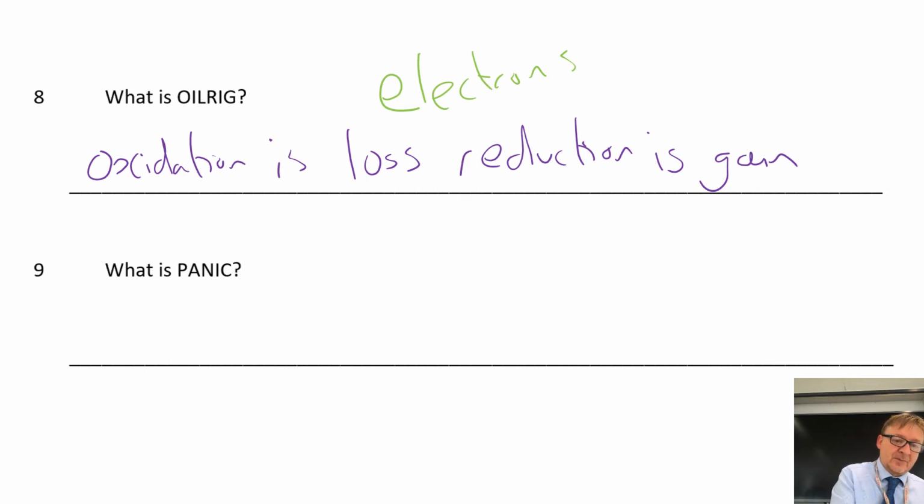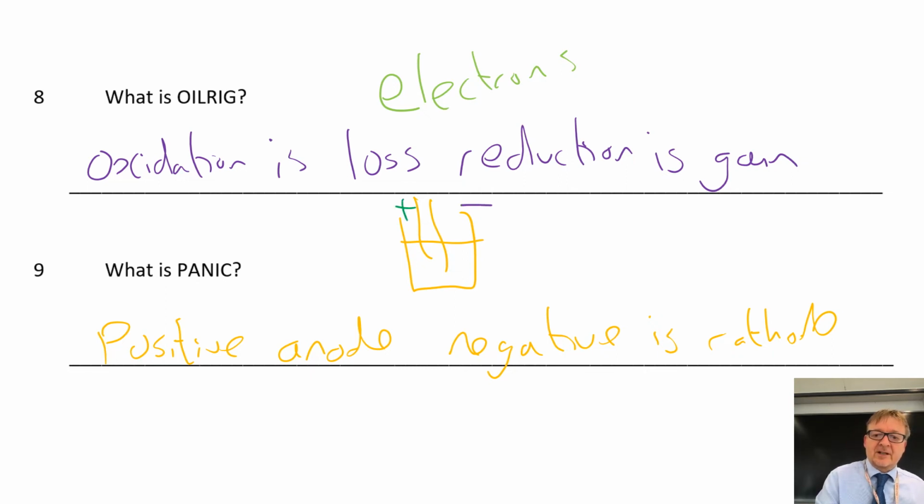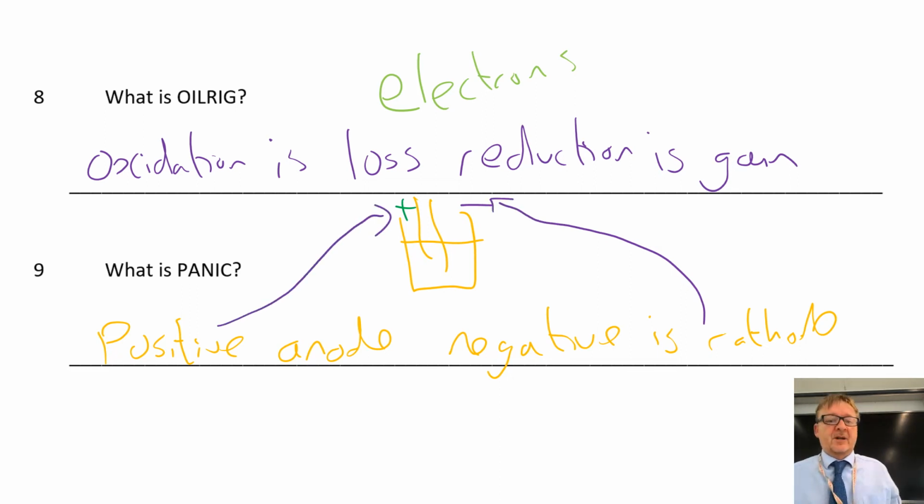PANIC: positive anode, negative cathode. That's for electrolysis. So if you've got electrolysis and you've got two electrodes going in, positive anode, negative electrode. So the negative electrode is the cathode, and the positive is the anode.